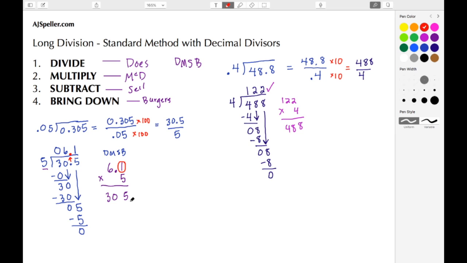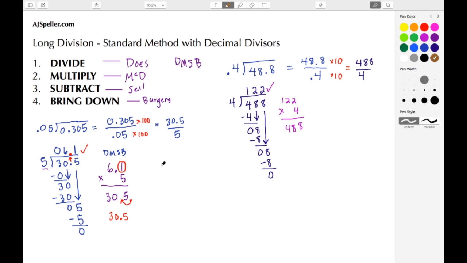It's also understood my decimal point starts here. I'll go ahead and show it, but it needs to move one place to the left because I circled just one number, so it moves back here. So I see that this product comes out to be 30 and 5/10, and if I look at my dividend, it matches, so I know the answer 6 and 1/10 is correct. Let's move on to our last example.